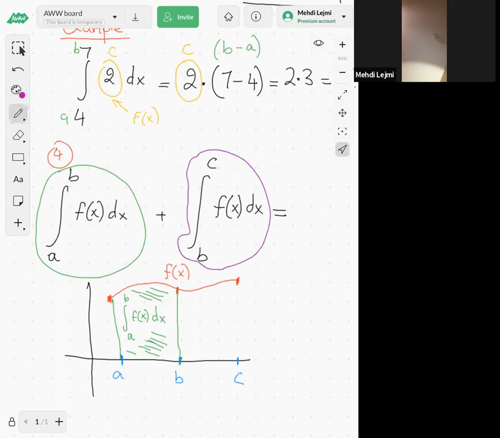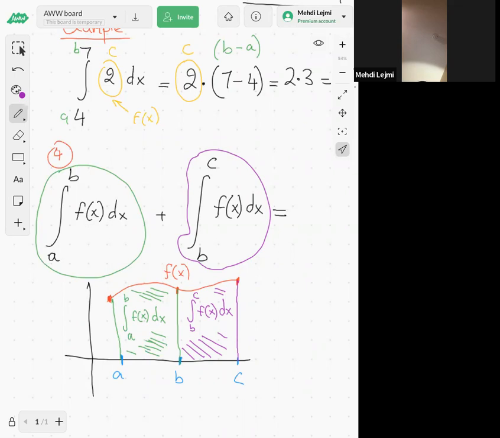That's supposed to be the area of the region from B to C under the graph of f of x. So that will be this region here. So this is the integral from B to C of f of x dx, right?